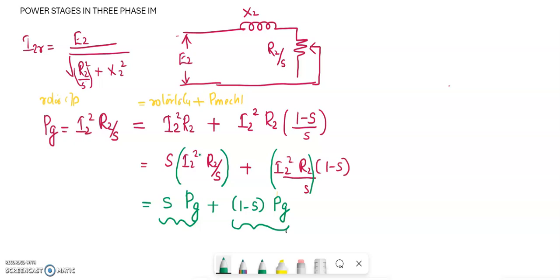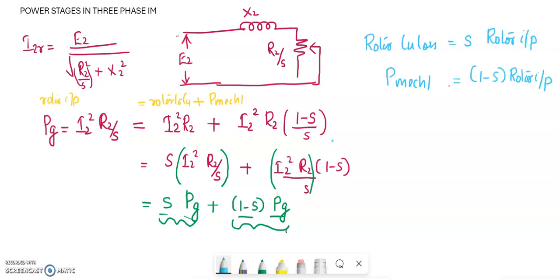That is, we can express the rotor copper loss in terms of slip and air gap power, and also express the mechanical power in terms of slip and air gap power. More specifically, the rotor copper loss is equal to S into rotor input, and the mechanical power P mechanical is equal to (1 minus S) into PG, that is (1 minus S) into rotor input. These equations will be very useful while doing the numericals.